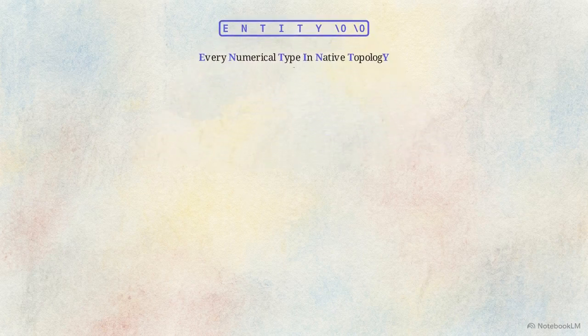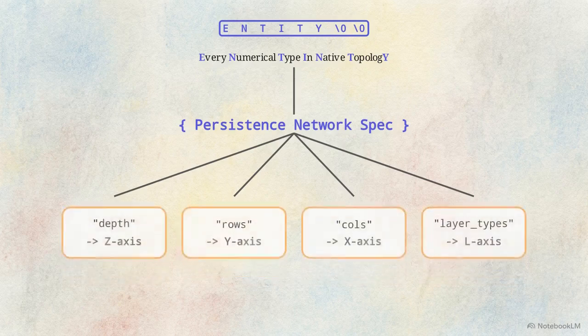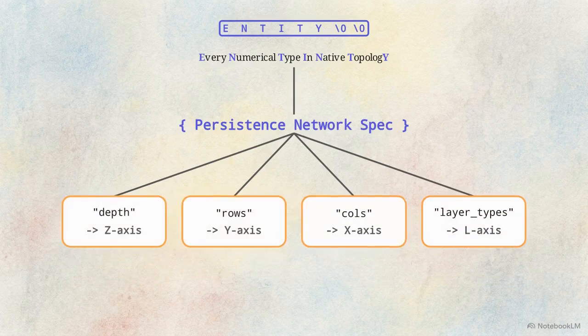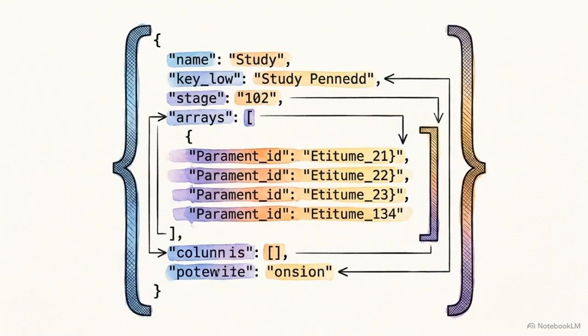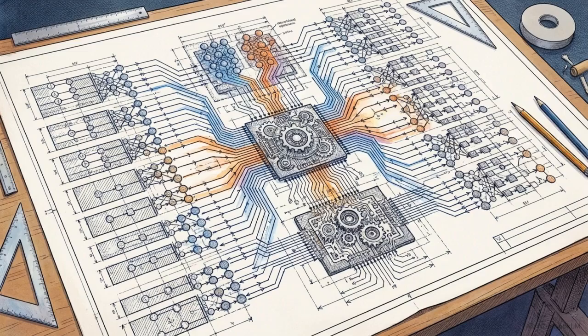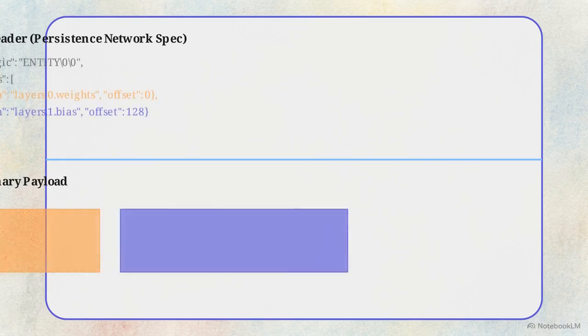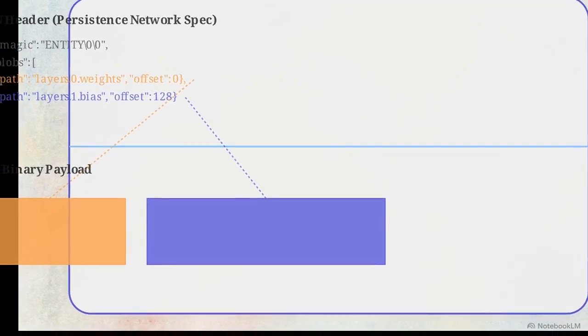Beneath that sits a JSON tree. This header defines the volumetric grid, mapping depth, rows, columns, and layer types. This section is the persistence network spec. It explicitly dictates the architecture of the neural network, documenting every parallel branch and sequential stack before a single weight is loaded. Once the structure is defined, the file transitions immediately into the raw binary payload section, which holds the numerical weights. These payloads slide perfectly into place, mapped precisely by the index paths defined in the JSON header.